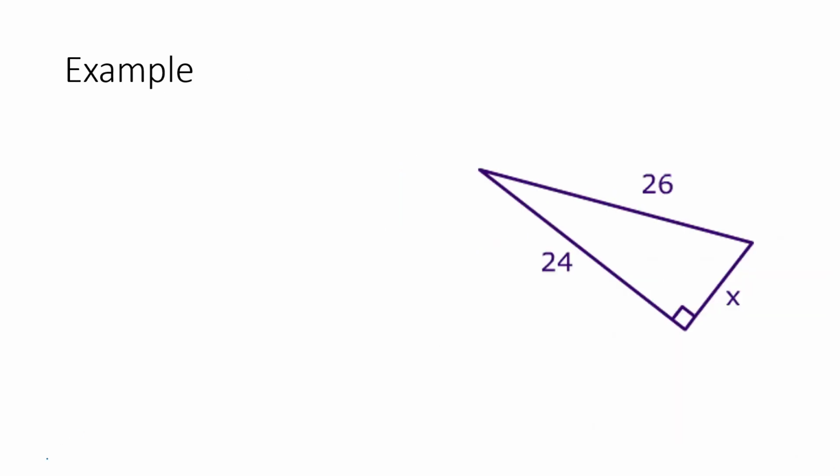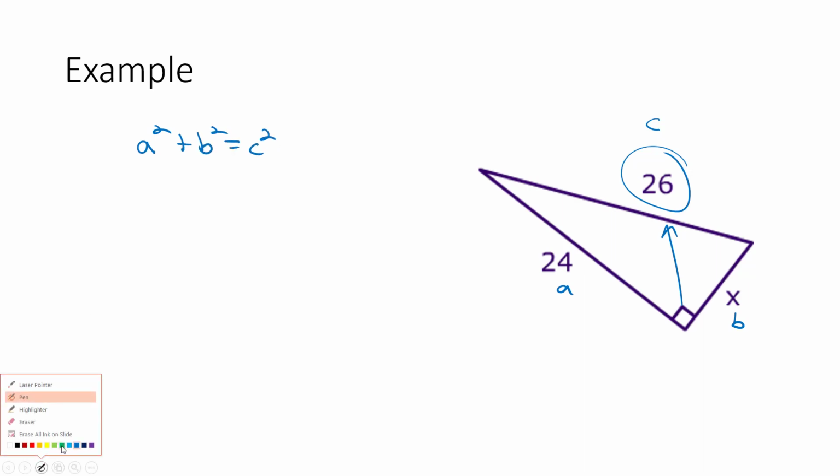So here's an example of how we can use it. We'll notice that the long side here is always across from the right angle. That long side is going to be your c. The other two can be a and b in any order. So when we do a squared plus b squared equals c squared in this case, we just have to plug in what we know. A is 24 squared plus b, that's the x squared, equals c, that's the 26 squared.